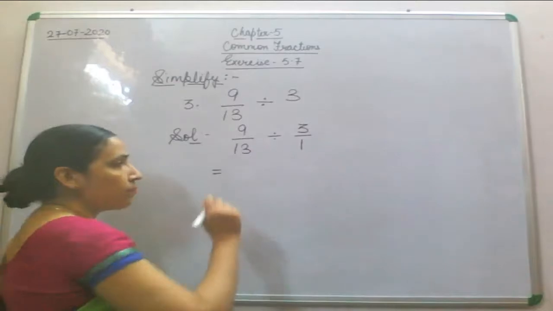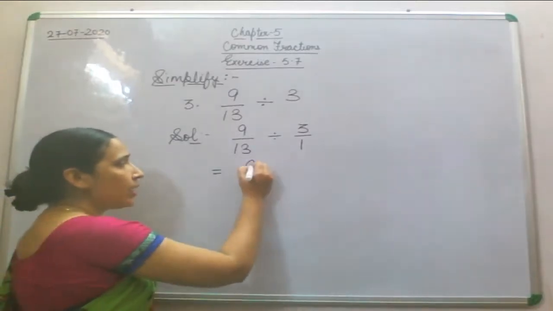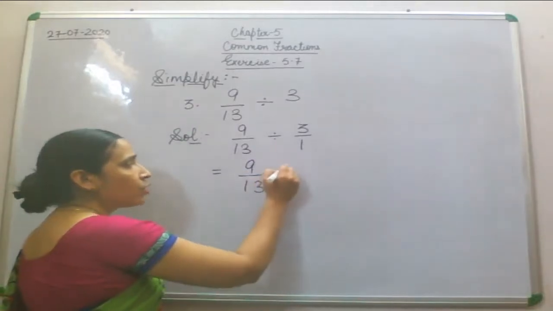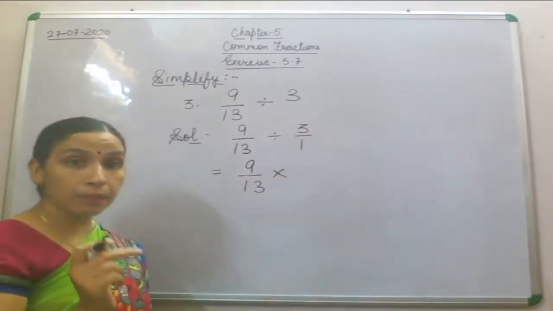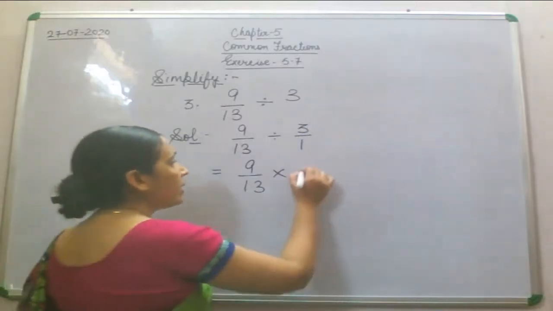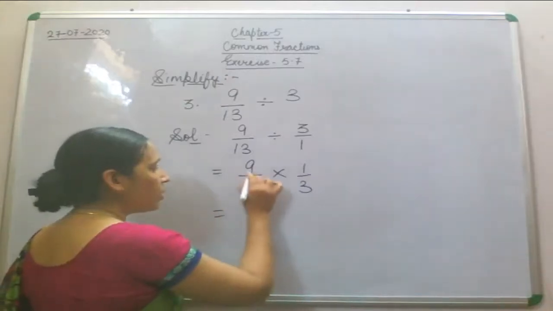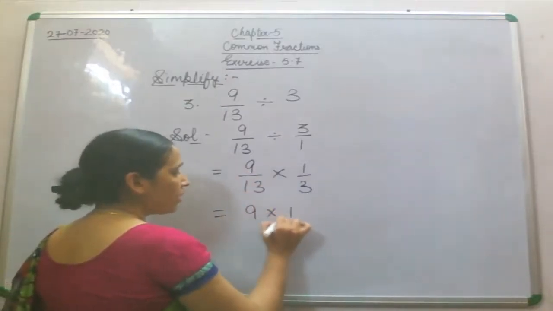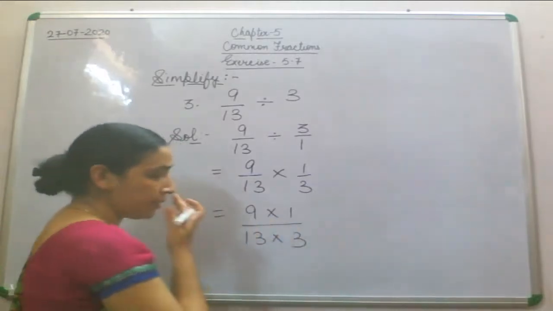This division symbol will be changed into multiplication. So here 9 by 13 will be multiplied, and this 3 by 1 will become 1 by 3. So now what will we do? Now numerator will be multiplied by numerator and denominator will be multiplied by denominator.